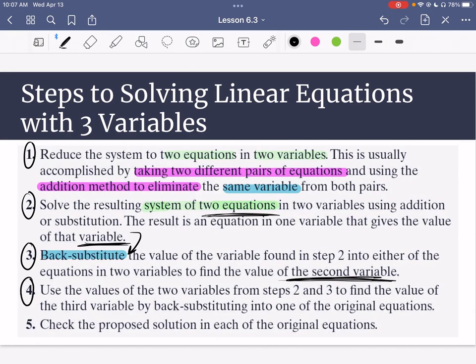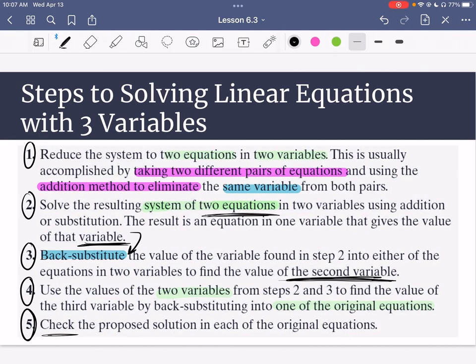Step number 4, now that you have two of the variables solved for, you will take both of those variables and the values that you found for them and plug them in or back substitute them into one of the original equations to find the value of the third variable. And then step number 5, like we just did in the previous example, you can check the proposed solution in each of the original equations just to make sure you did it correctly.